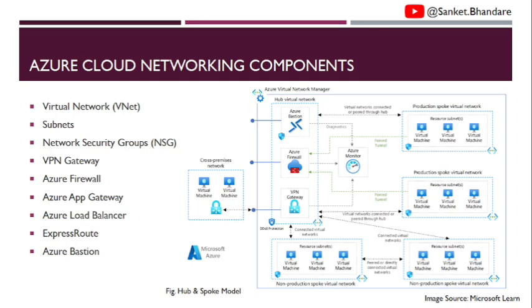And here is the list of commonly used Azure Cloud Networking components. So first one is virtual network. So virtual network in Azure provides a private network which enables communication between resources.